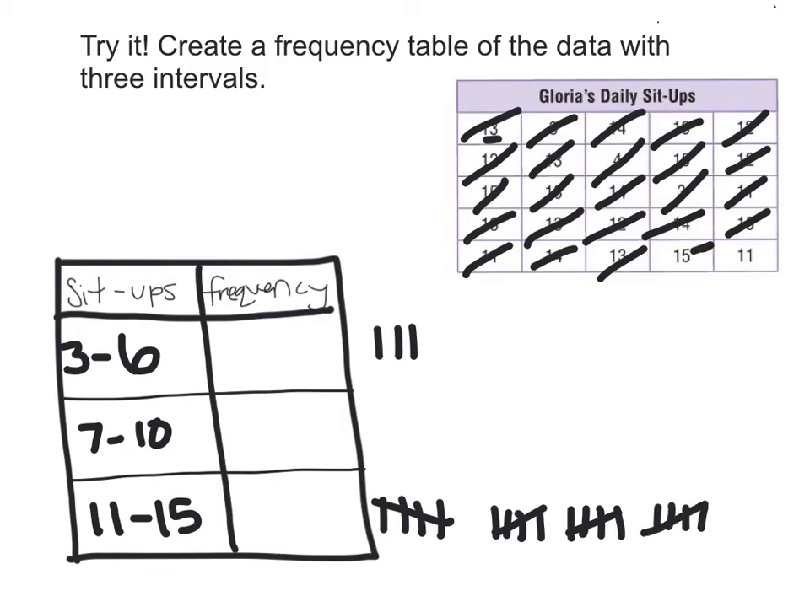13, 15, and 11. Okay, so the frequency of 3 to 6 was 1, 2, 3 times. Oh, that was a funky looking 3. 7 to 10, there were 0. And 11 to 15: 5, 10, 15, 20, 21, 22 times. And there's my frequency table. Alright, so let's go to the next part.